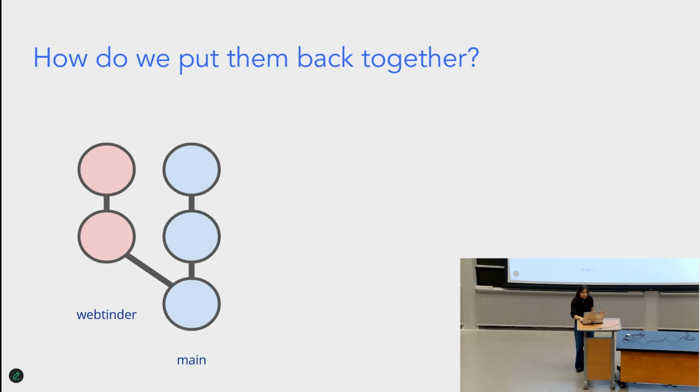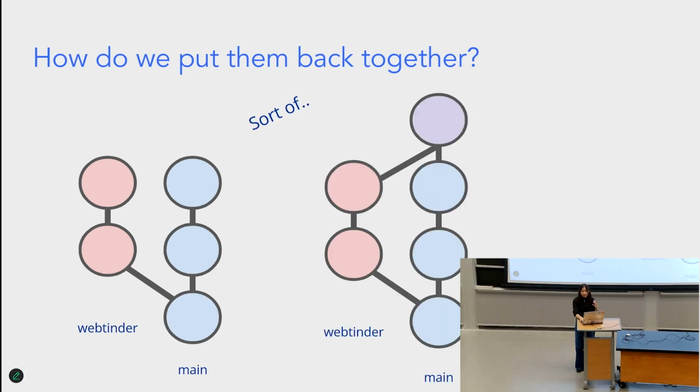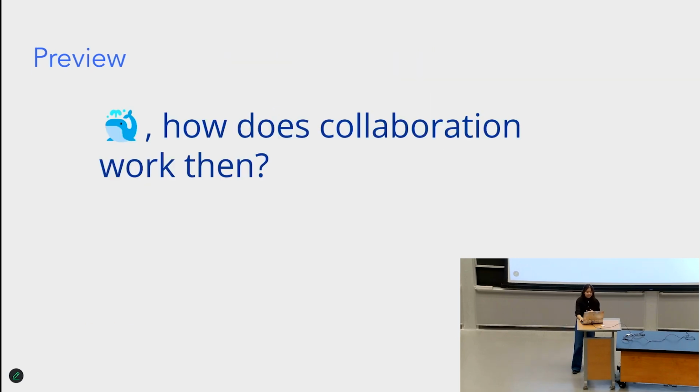OK, so when we put them back together, the object graph looks something like this. It's not quite the same as this. We'll go into more detail on that later. But then the question that we have finally is, well, how does collaboration work then? Because we did all of this stuff with Git, branching, creating new Git repos, creating commits, etc. But all of that was locally on our own computer. How are we supposed to share this and collaborate with other people?